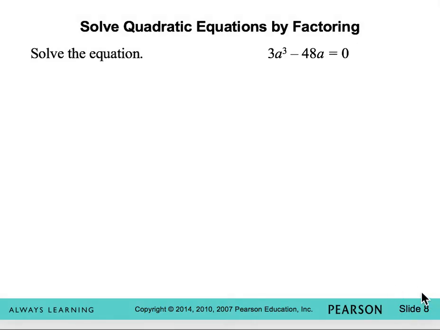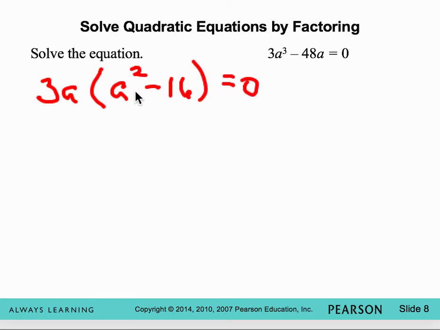All right, let's do one more problem. Okay, whoops, this is not a quadratic, right? But anytime your exponent's bigger than 1, we're going to set it to 0 and try to factor it. Notice I can factor a 3a out of both of those terms. So that's going to leave a squared minus 16 equals 0. And hey, this is the difference of squares, because this is a squared and this is 4 squared, and there's a minus.